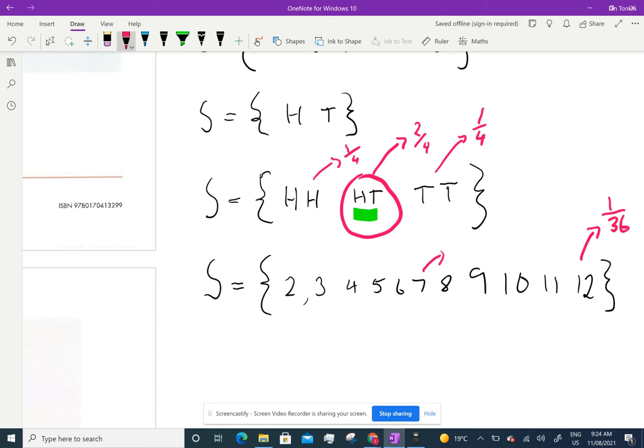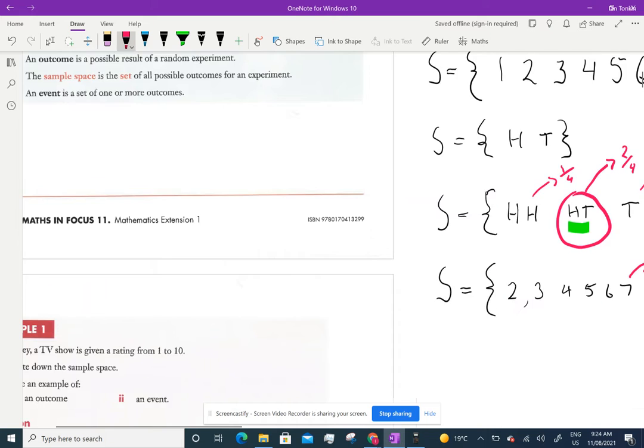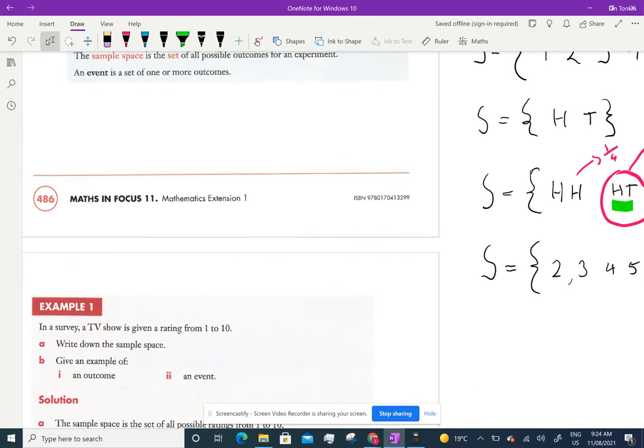I can get a 1 and a 6. I can get a 2 and a 5. I can get a 3 and a 4. And I can get them all in the reverse order. So there are 6 out of 36 ways that can happen. So remember, the sample space is just a list of everything that can happen. So that's pretty easy. You don't have to list things twice.